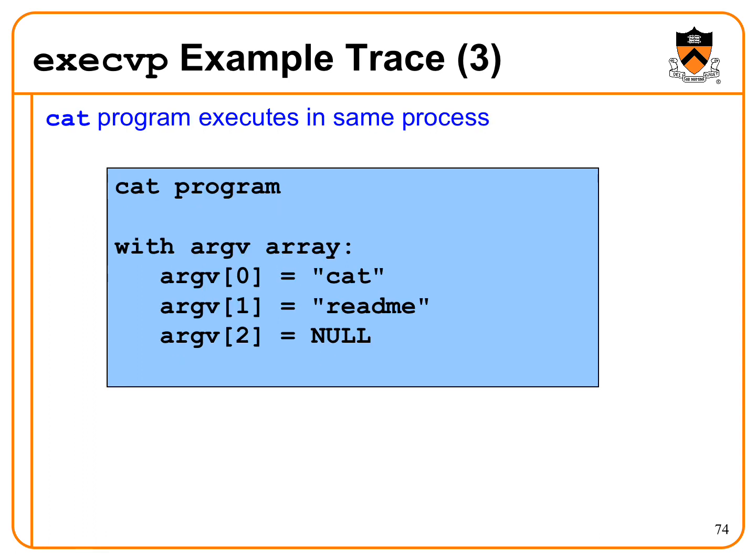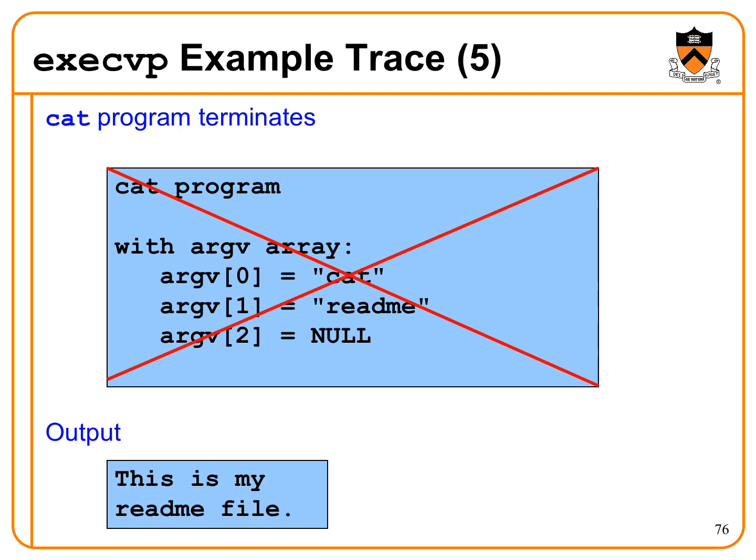Cat will have argv[0] to be cat, and argv[1] to be readme, and no additional arguments, indicated by reaching the terminating pointer to null. Thus, it writes the contents of the file readme. This is my new line readme file. And with that, it terminates.